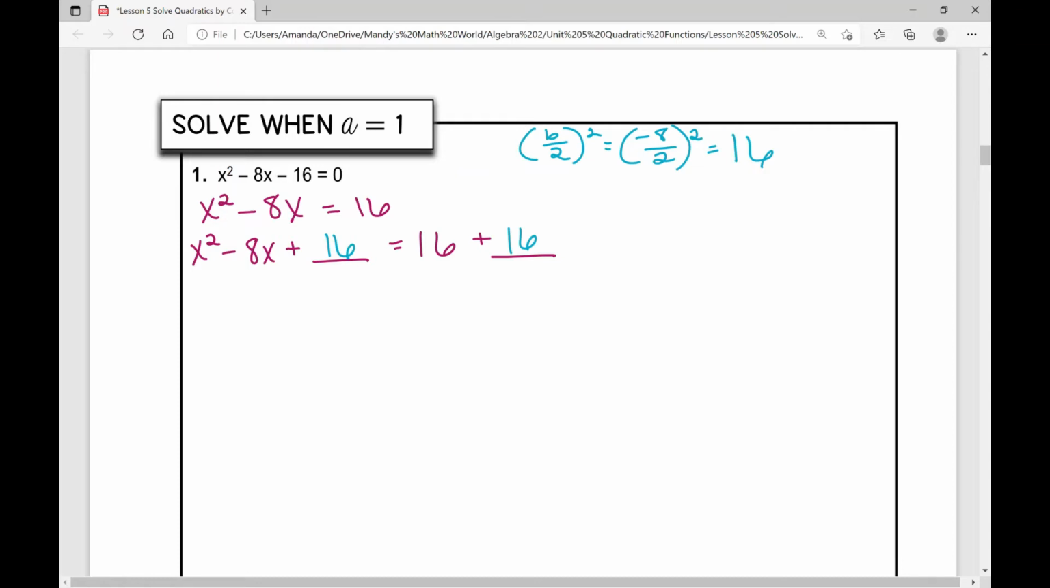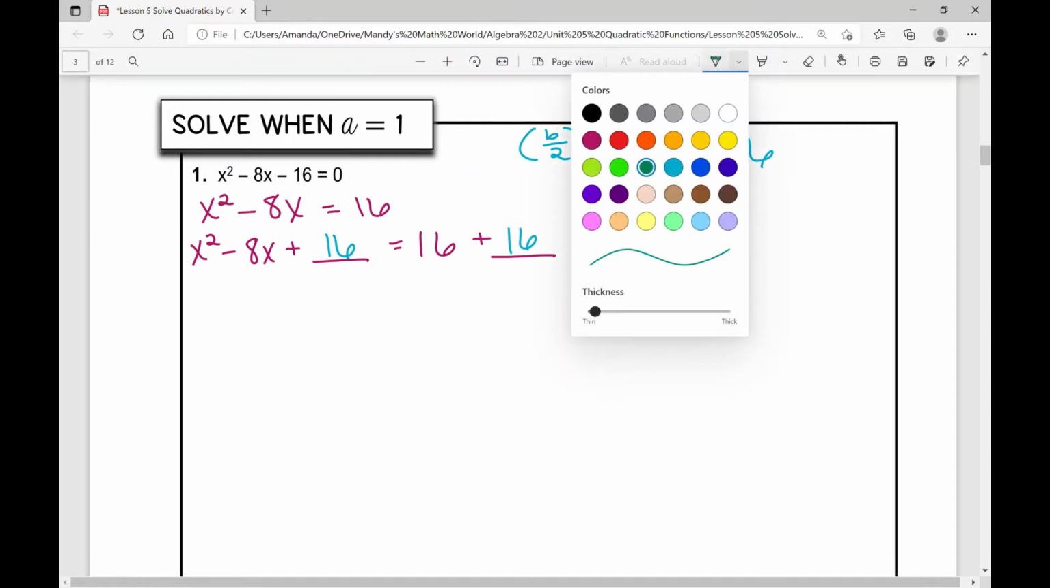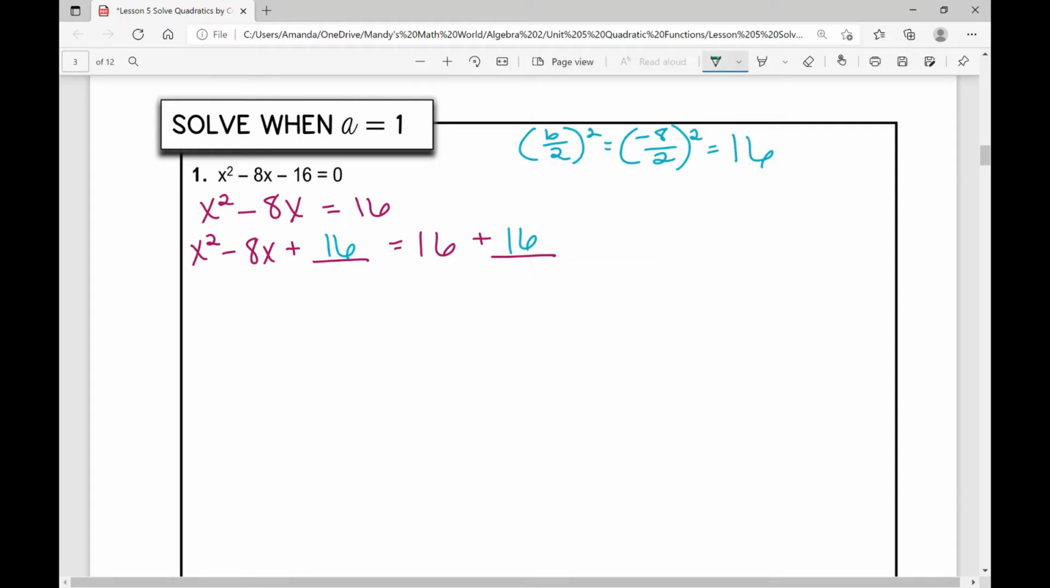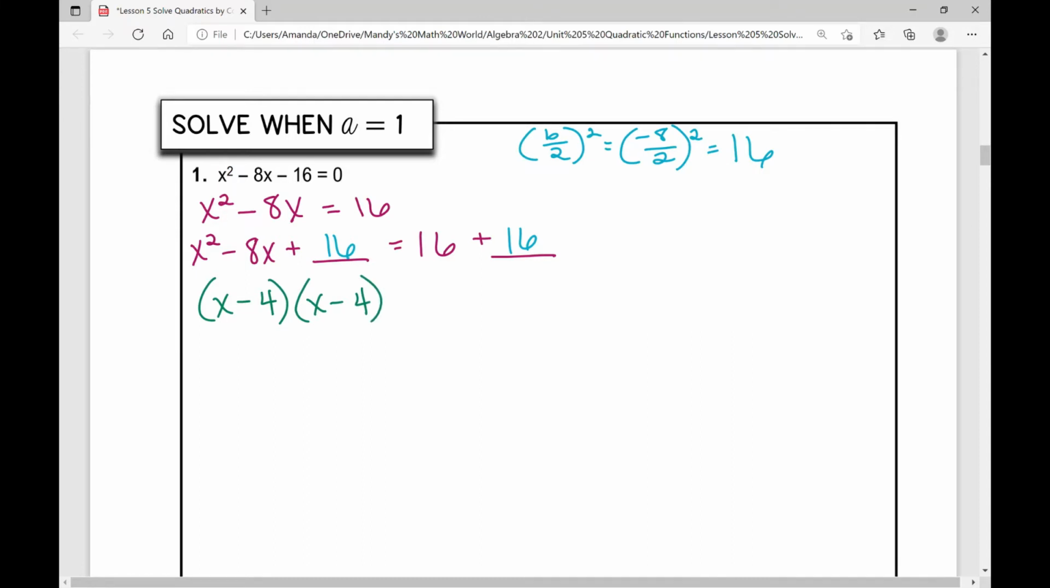Now I've got this perfect square trinomial on the left side, right? What numbers multiply to 16 that also add to -8? -4, right? -4 times -4 multiplies to positive 16, and they also add to -8, equals 16 plus 16 is 32. So now I'm going to rewrite this again as x minus 4 squared equals 32.